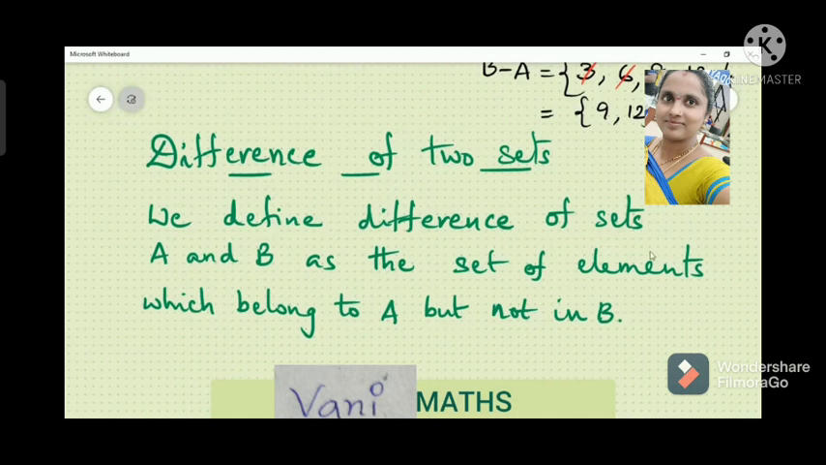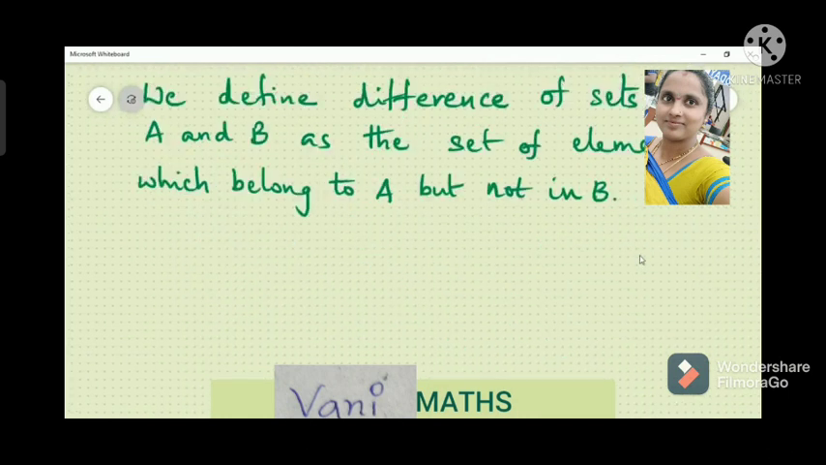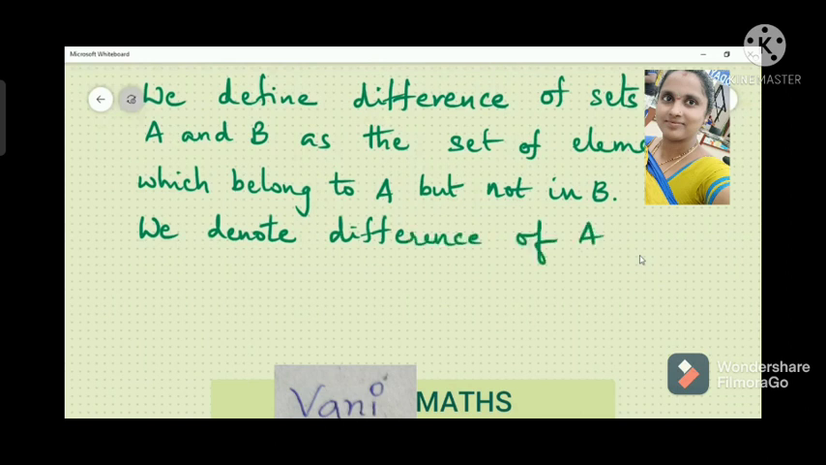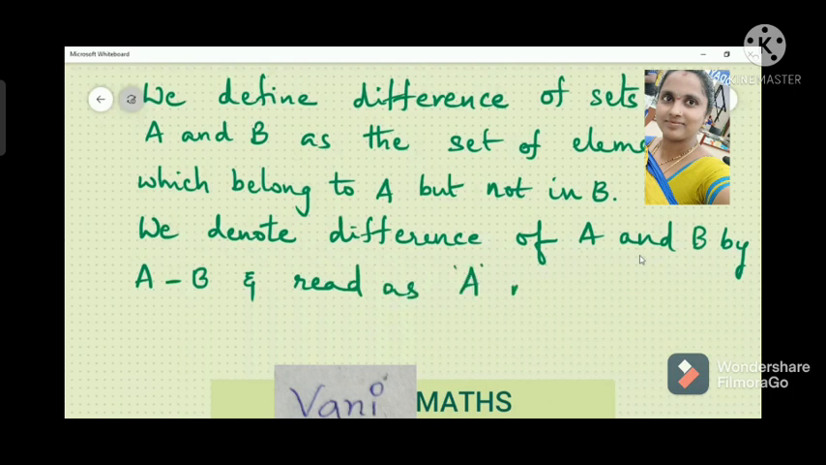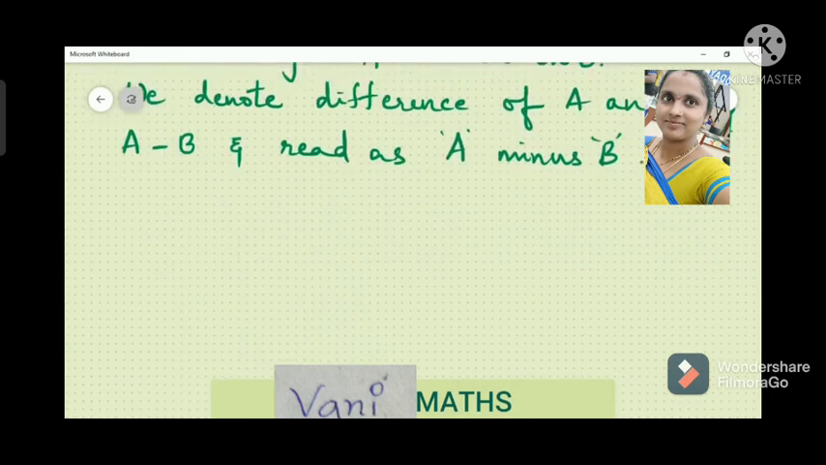Next we have to write the notation. So we denote the difference of A and B by A minus B and read it as A minus B. Clear?